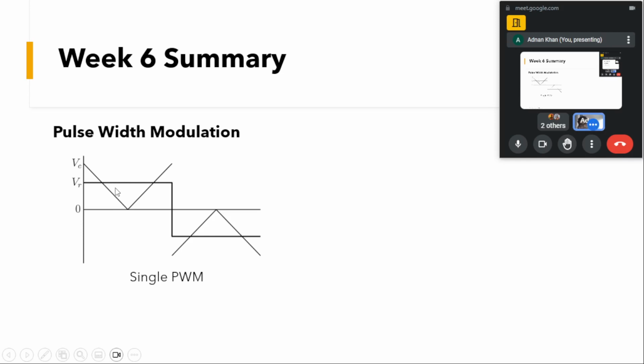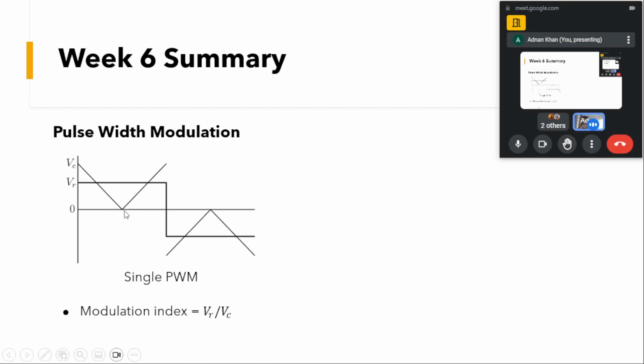As we lower this reference, we'll only be turning on the device when this reference is greater than this triangular wave. We'll have our logic such that whenever this reference is greater than this carrier, we'll be turning on our devices. And now by simply varying this VR between 0 and the peak of this carrier, which usually is 1, we can change the width of our pulses.